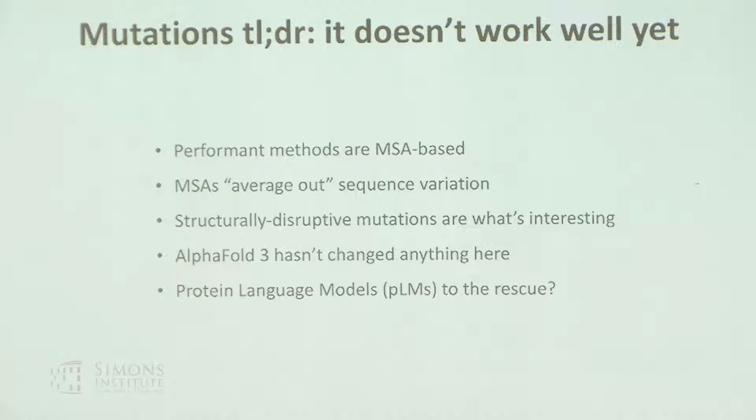I like this point, but I guess I'm wondering about the coevolution methods. Arguably they're actually really good at using the evolutionary information to predict mutations. So it seems like it could potentially not average out the sequence variation and pick up on important, at least coevolutionarily disrupting, mutations, right?